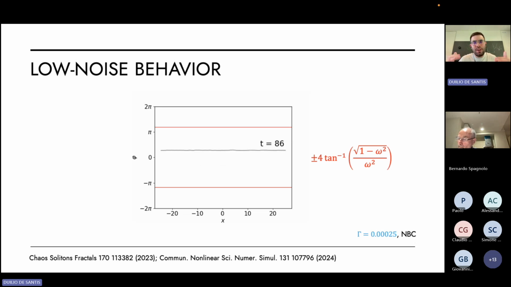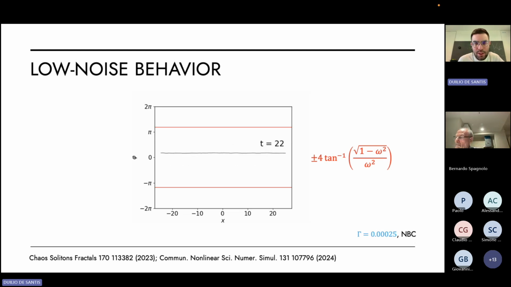If you consider an AC-driven sine-Gordon system and the noise is very low, what you will see is something like this. This is an animation showing different snapshots of the phase as a function of space. And you can see that due to the uniform AC current, you have essentially spatially uniform oscillation of the phase. So no localized excitations are present here.